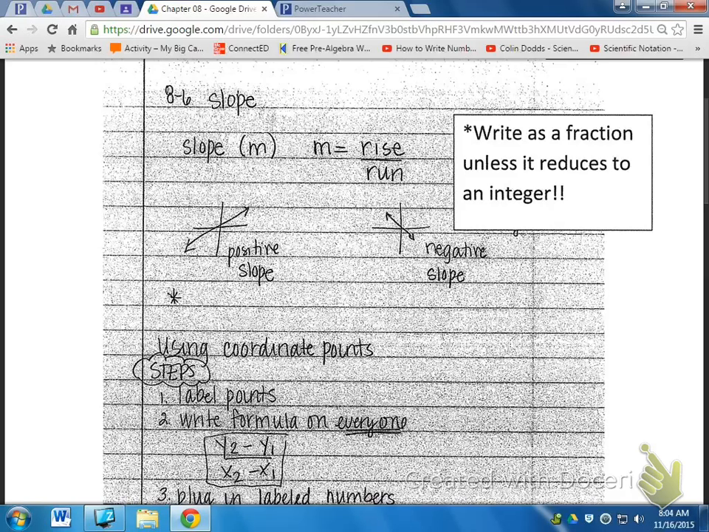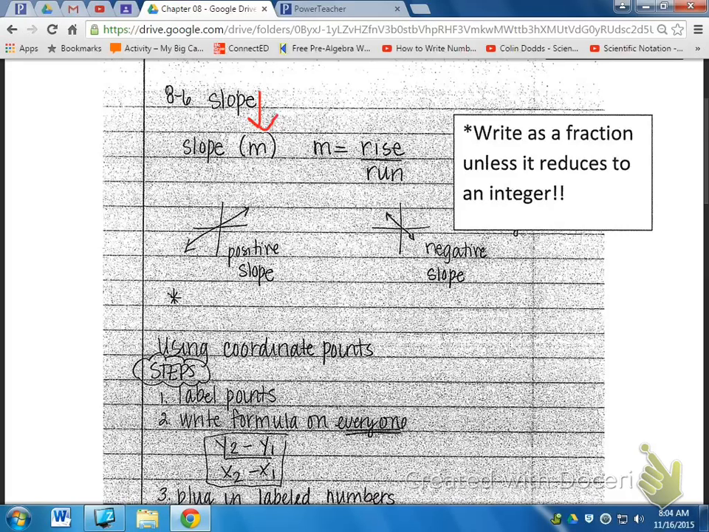Slope is going to be represented by the variable m. It can't be s. S was already used, and honestly I don't know where m came from, but you need to remember m stands for slope. That's going to be important the rest of the week when we talk about equations of lines and stuff like that. M is slope. Slope is considered rise over run.